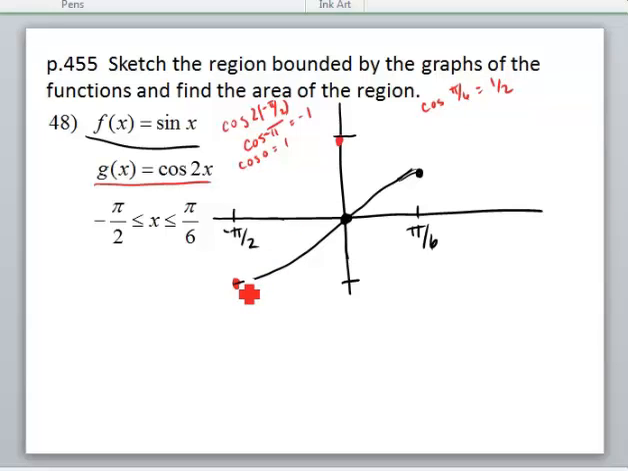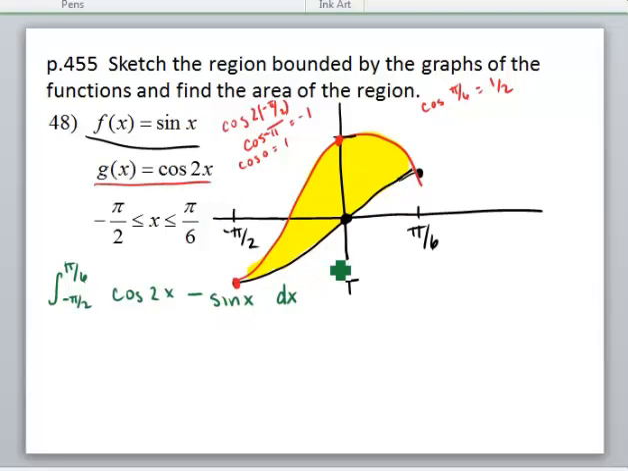So this is going to come up like this and then come back down and intersect. So the region that we're going to be finding the area of is right here. So we're going to go ahead and write the integral. We're going to say we're going from negative pi over 2 to pi over 6. Top function is the cosine of 2x minus the bottom function sine x. And this is in terms of x, so it's a dx. I will solve this integral in the next video.